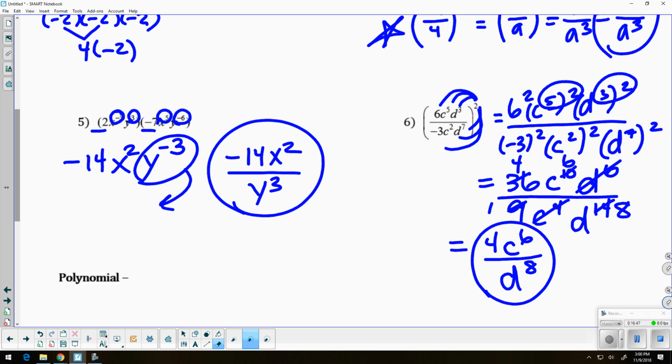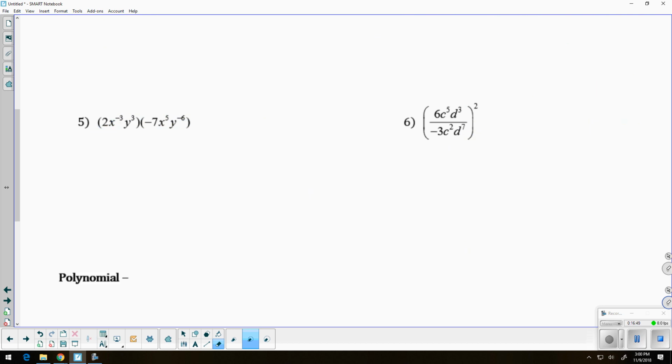Okay, I'm going to clear everything out right now. So again, it's 4c to the 6th and then d to the 8th on the bottom. Getting to the same answer, if you started out like this instead, if you reduced everything first. So if I just reduce everything that's on the inside first and then square it afterwards, same exact answer. If I do 6 divided by negative 3, that'd be negative 2 over 1.